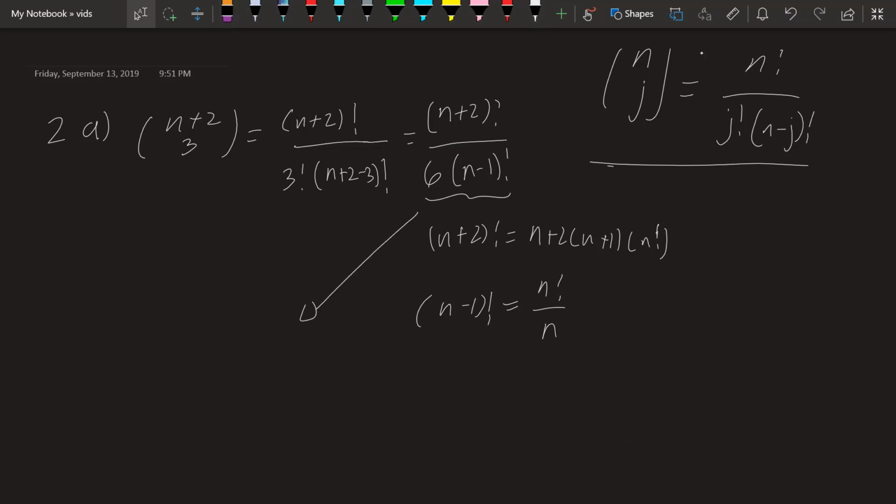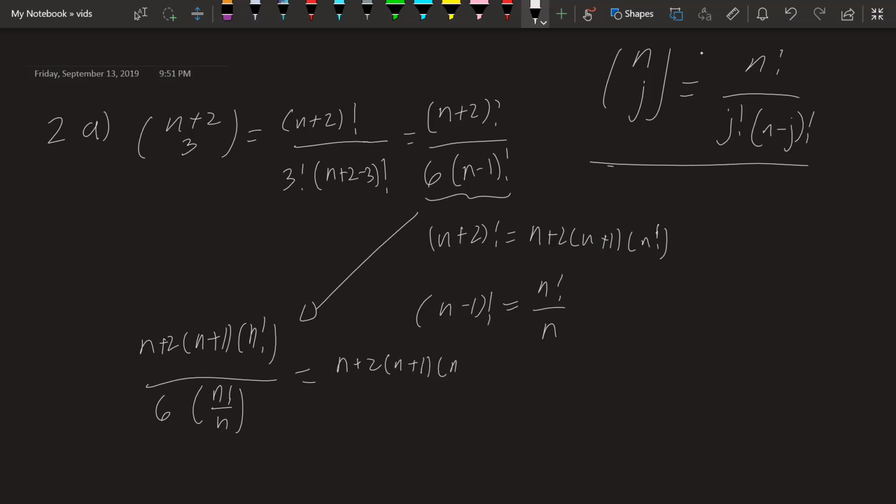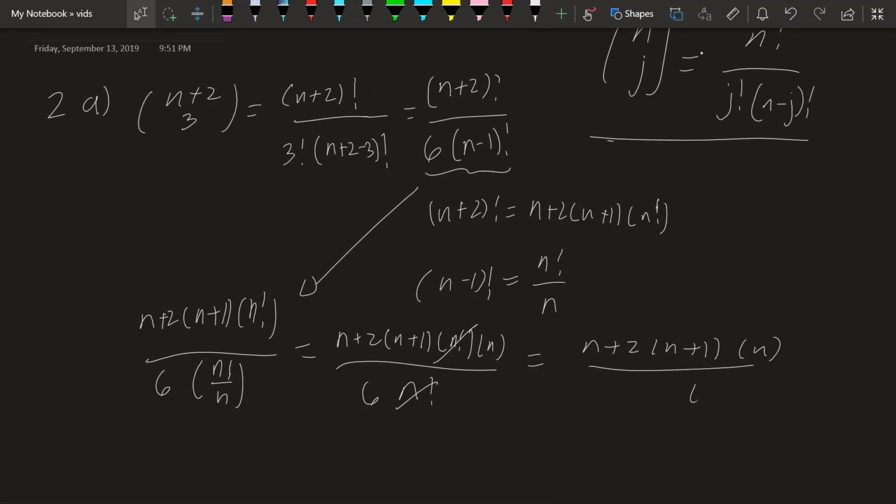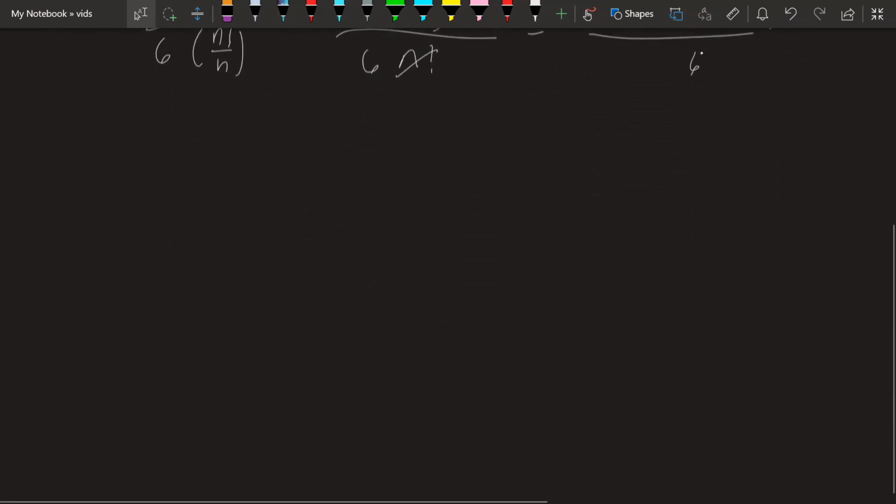So let's substitute into the formula. n plus 2 factorial is n plus 2 multiplied by n plus 1 multiplied by n factorial, and multiplied by 6, n factorial over n. Let's multiply by n in the numerator and denominator. We get this. So n factorial cancels with n factorial, and all you're left with is n plus 2 multiplied by n plus 1 multiplied by n over 6.